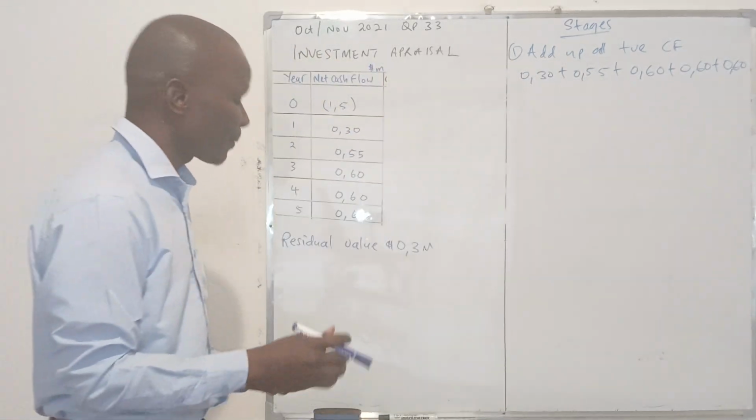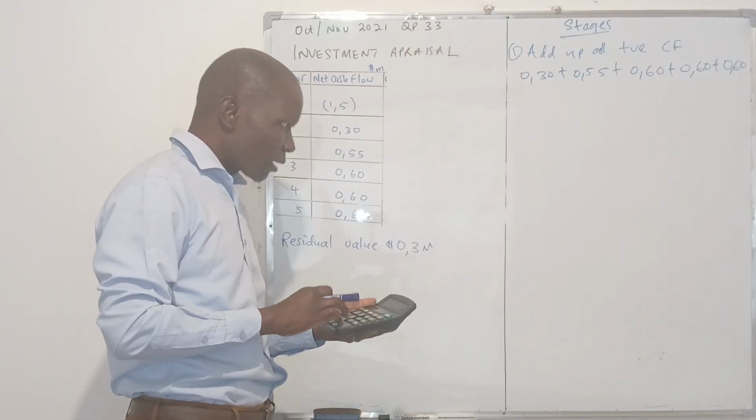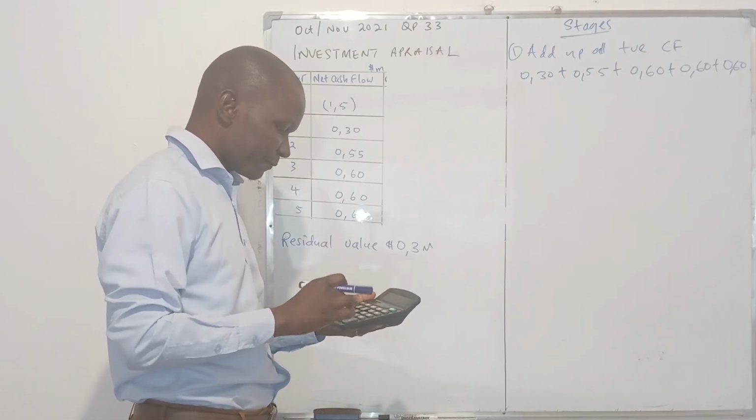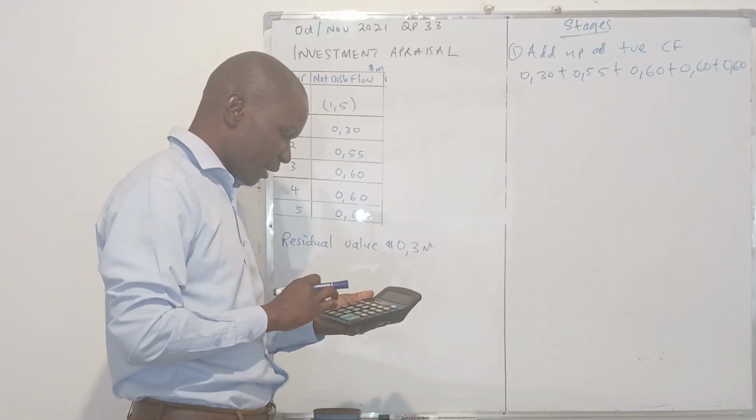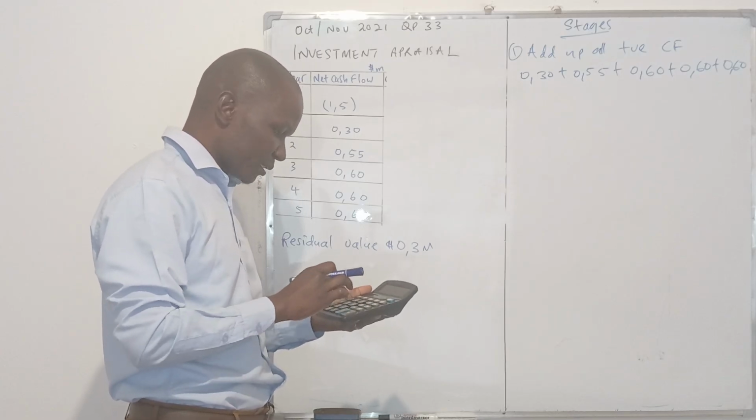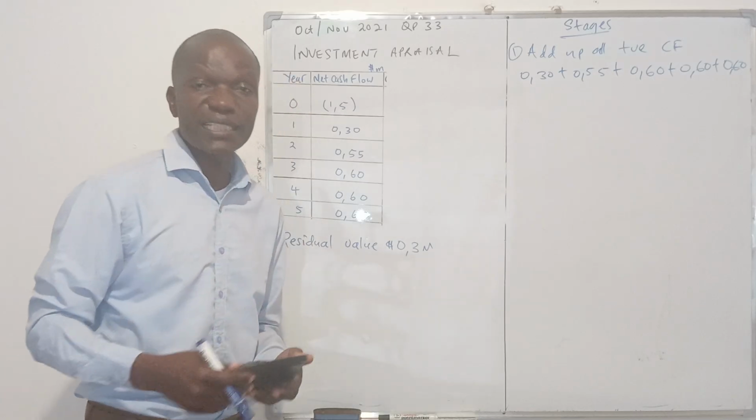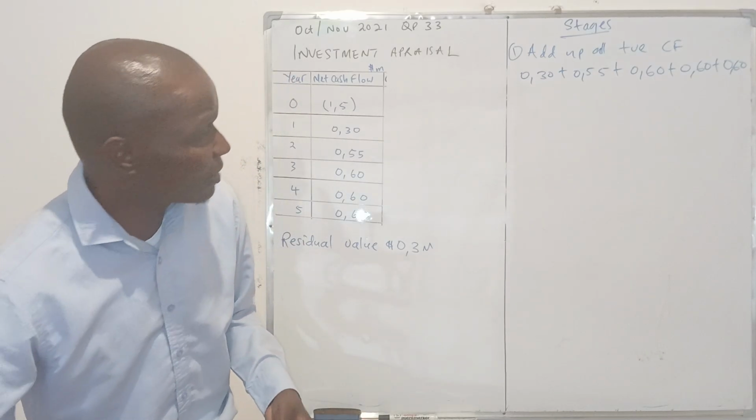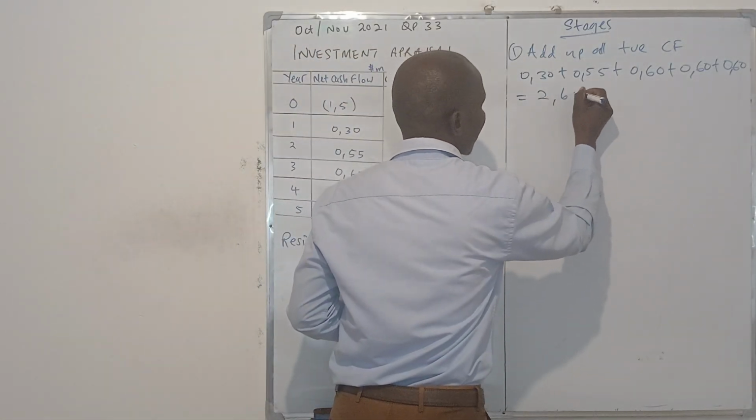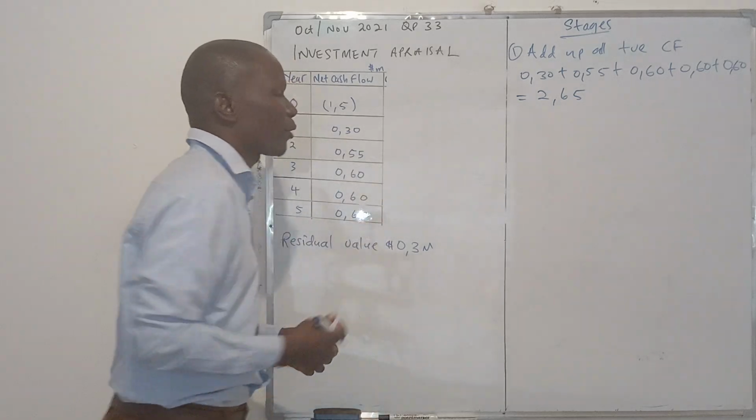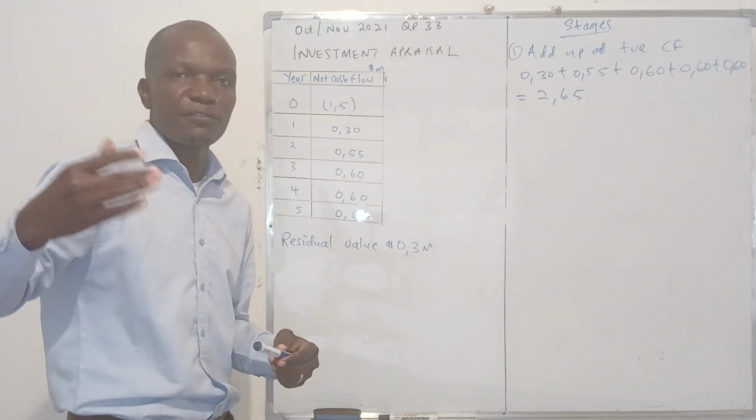If you're going to add these up, you can add together with me. You're going to see that we have 0.30 plus 0.55 plus 0.60 plus 0.60 plus 0.60, and I think it gives you 2.65. You can agree with me there. 2.65. These are $1 million for us, isn't it? That's the first stage. So add up all positive cash flows.